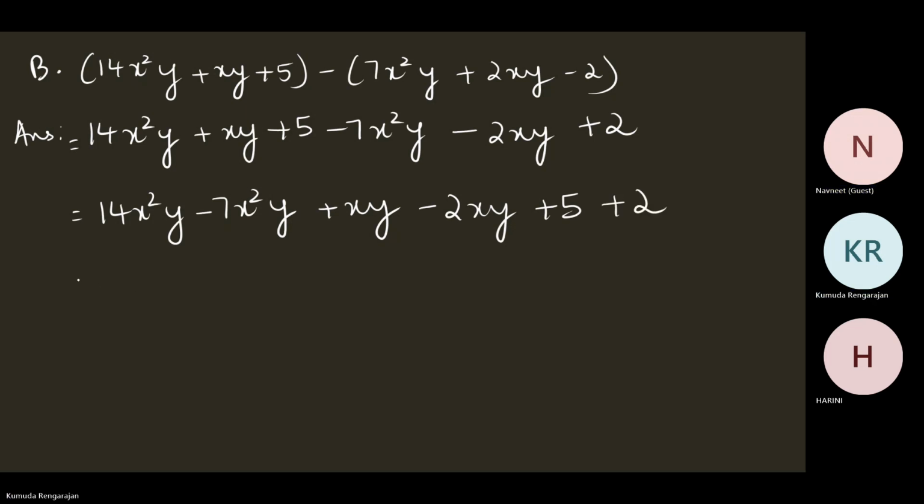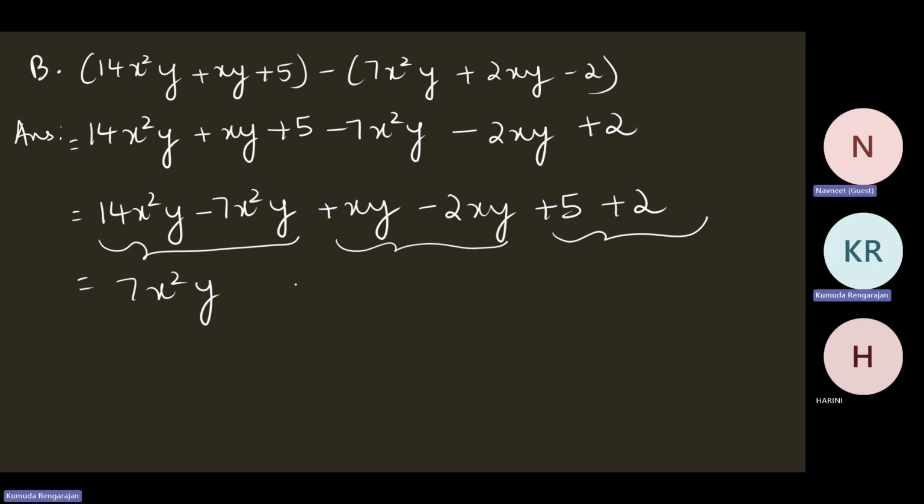Yeah, Harini. Ma'am, 7x square y. Very good. Navneet. Yeah, good. Ma'am, minus 1xy, minus xy. Yeah, minus 1xy. But we don't have to write this one. Yes, then, ma'am. Harini. Ma'am, plus 7. Very good.